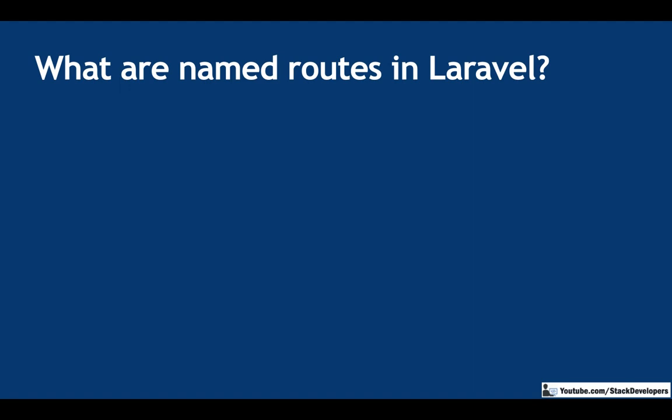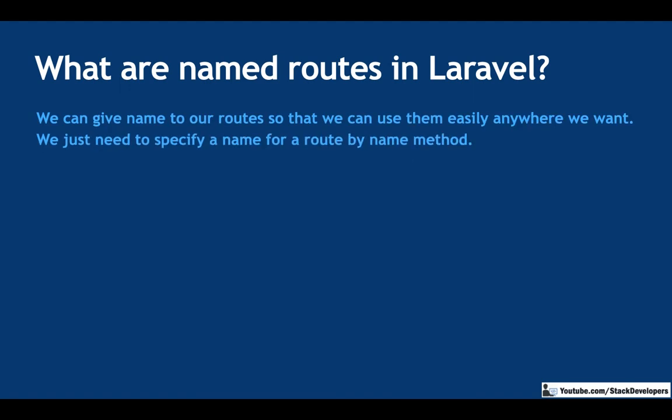What are named routes in Laravel? This we have done in the Laravel 6 basic introduction series, and let's see what named routes exactly are. We can give a name to our routes so that we can use them anywhere we want. We just need to specify a name for a route by the name method. So we can give a name to any of our routes, so that we can use it anywhere, like in models and in controllers.